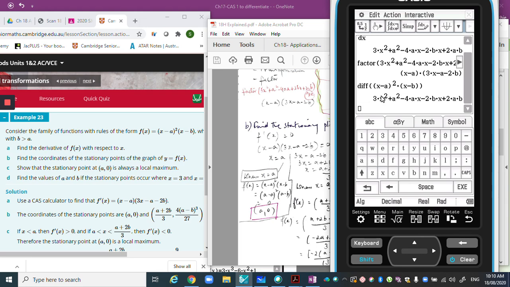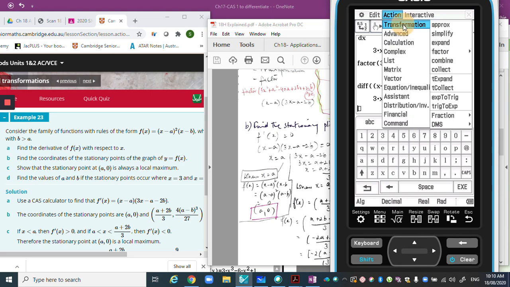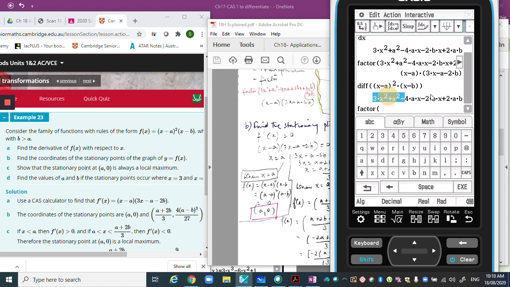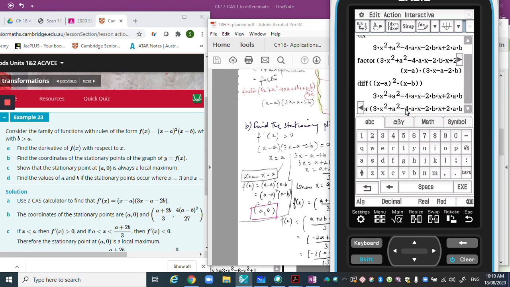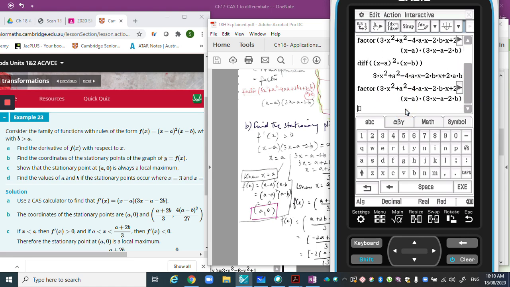That's what you get. But obviously this is the expanded form and this is the factorized version, and it didn't look anything like that, so I thought, okay, fine, let's factorize it. So action, transformation, factor, put this in here, and I did find that it looked like that answer. So that's the way you factorize it, and you get that in the form f dash of x.